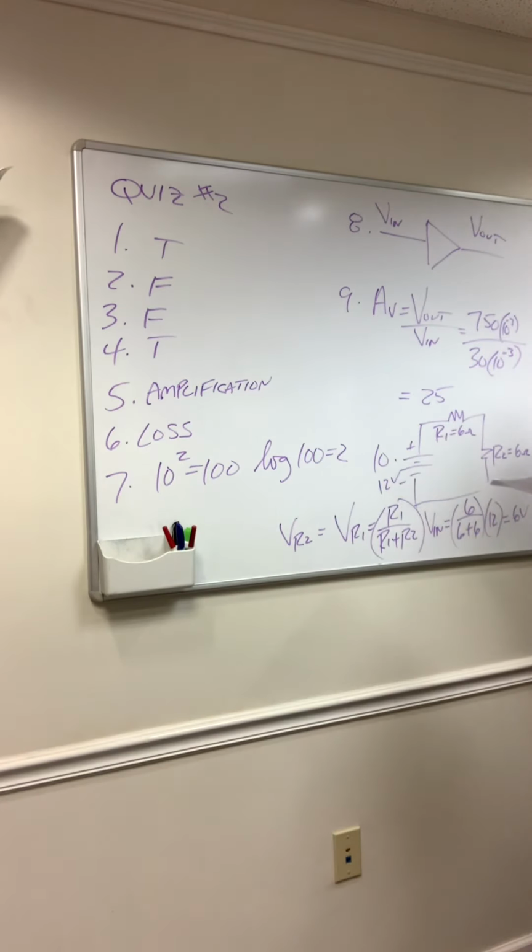So gain is always equal to the output divided by the input. So in this case, it's the voltage gain, so V out divided by V in. Since the units are both in millivolts, I did not have to convert, but I did convert millivolts into base units. So 750 millivolts is 750 times 10 to the minus 3 volts. 30 millivolts is 30 times 10 to the minus 3 volts. Divide the numerator by the denominator, you will get a gain of 25.